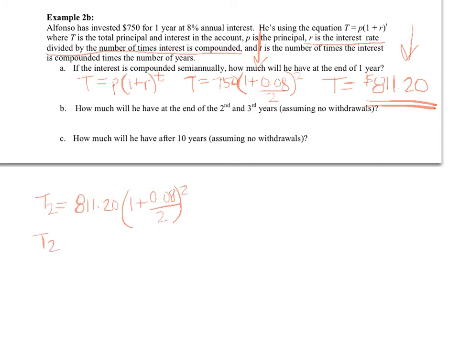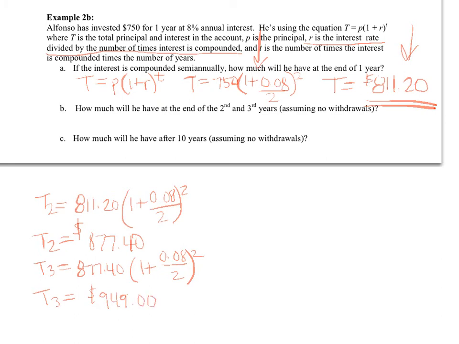T sub 2 equals $877.40. That's T sub 2. Okay, T sub 3. Now we have $877.40 times 1 plus 0.08 divided by 2 squared. T sub 3 equals 949.00. Okay, that's how much he's going to have after the end of year 2, 877.40, and end of year 3, 949.